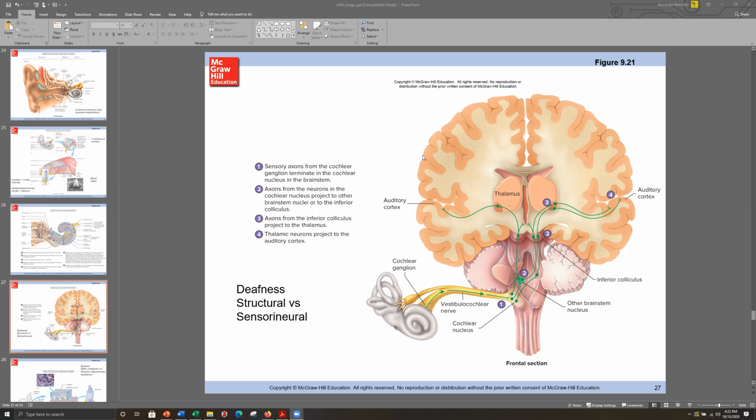So conduction deafness results from mechanical deficiencies, for example, destruction of the ligament that holds the malleus and the incus together, versus sensorineural hearing loss, which is caused by deficiencies in the spiral organ or nerves. For example, loud sounds can damage the delicate microvilli of the hair cells, leading to destruction of the spiral organ. So what's more common is sensorineural deafness versus the structural leading to conductive deafness.